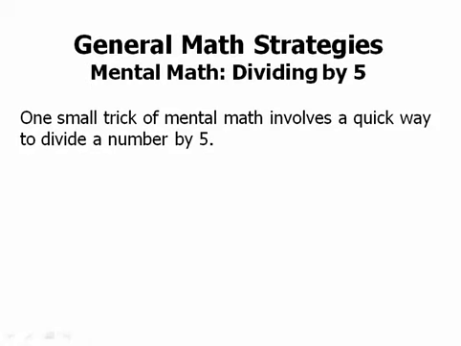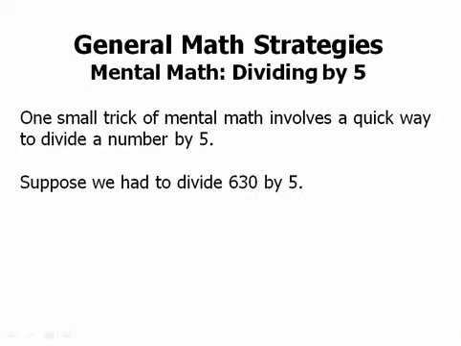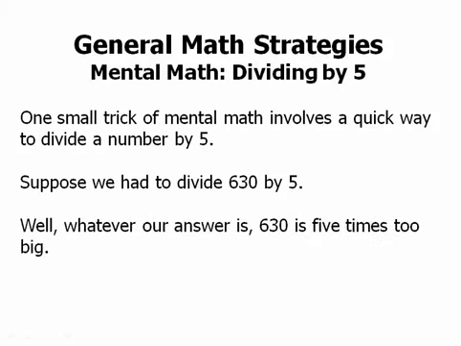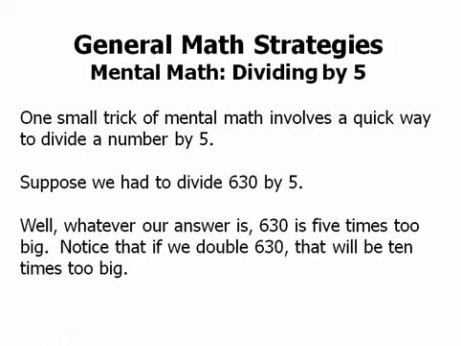One small trick of mental math involves a quick way to divide a number by 5. Suppose we had to divide 630 by 5, and we're going to do this entirely without even touching a calculator. Well, whatever our answer is, 630 is 5 times too big. Notice that if we double 630, that will be 10 times too big.